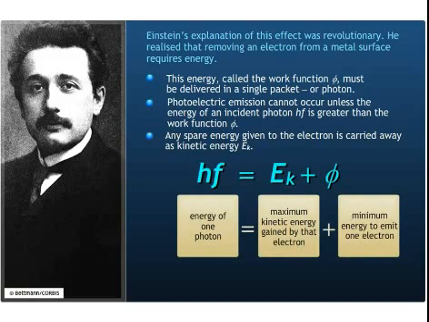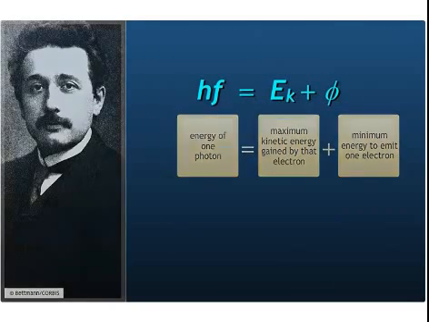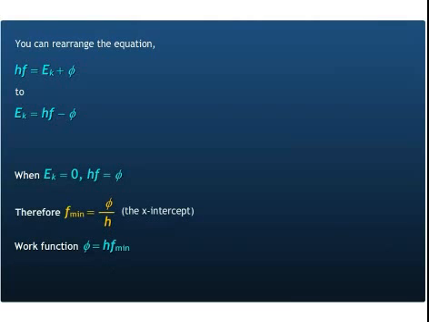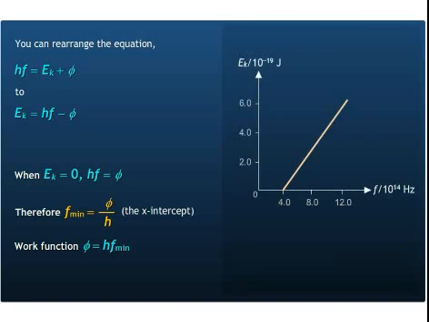It is this explanation that earned Einstein his one and only Nobel Prize in 1921. If you plot a graph of the kinetic energy of the emitted electrons against the frequency of the incident light, the intercept of the graph with the x-axis gives the minimum frequency for which electrons are released, from which the work function of the metal can be calculated.